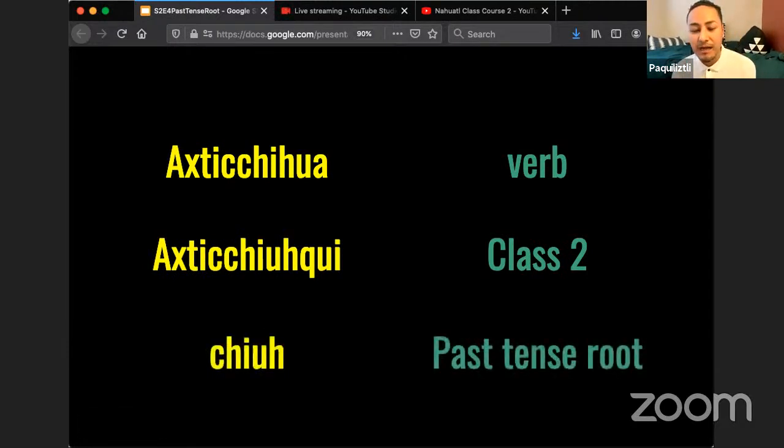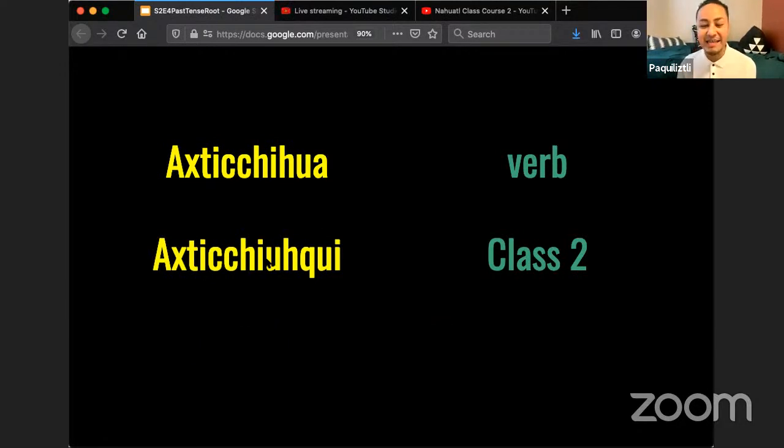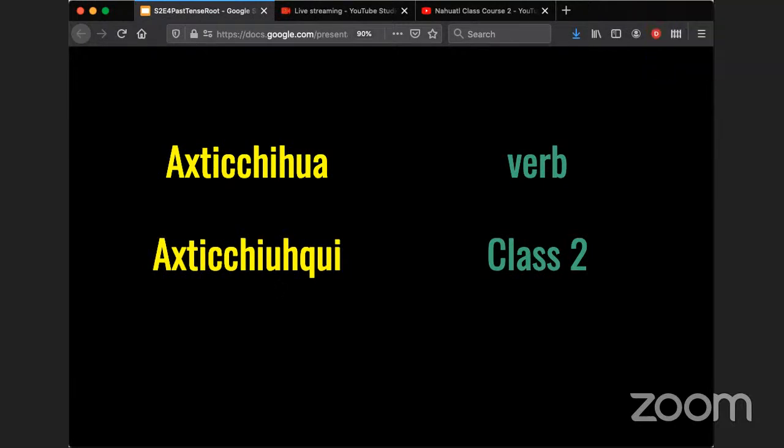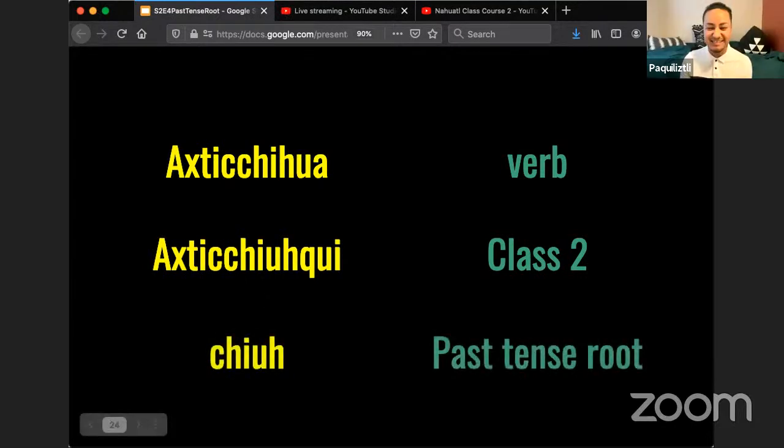Okay. And yeah, when this gets switched, this U becomes just an H, or we pronounce it as just an H. So you didn't do it would be ashtichki. Quali. And then what would be the past tense root? Chi. Yeah, the chi. Quali. So that's the past tense root, quali, and that's for a class 2 verb.